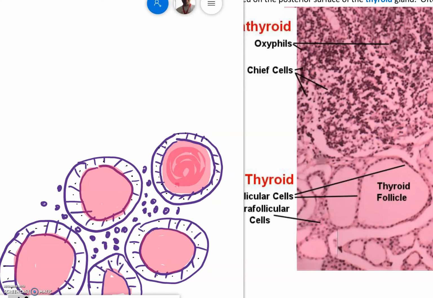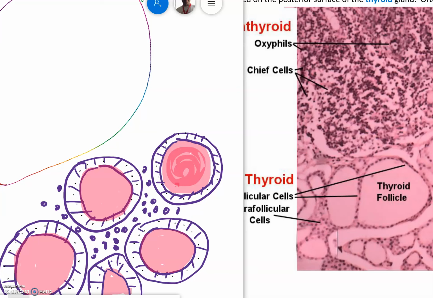Now I'm going to draw a magical band of connective tissue. And in reality, it's not rainbow color. And we're now going to work on the parathyroid gland. So all this would be thyroid, this would be the parathyroid.